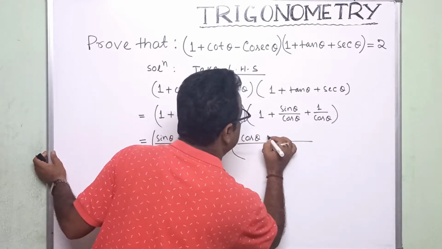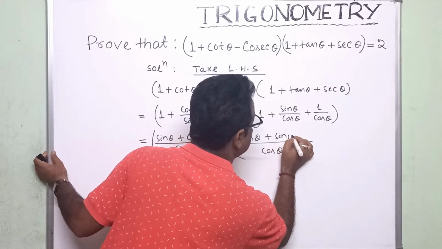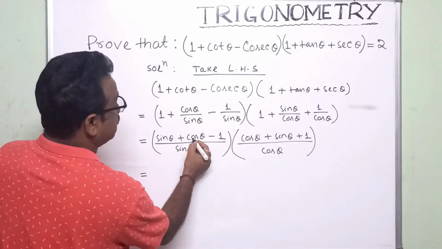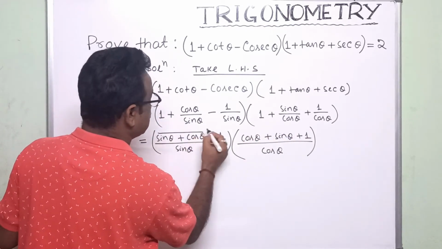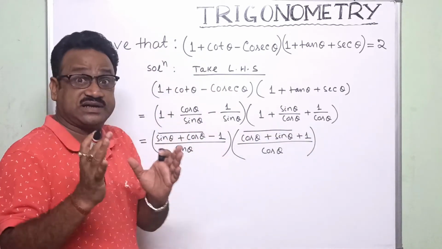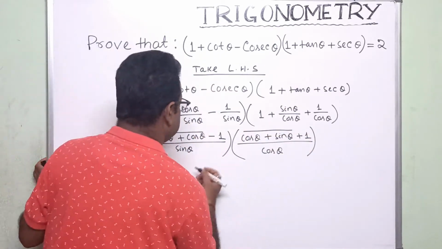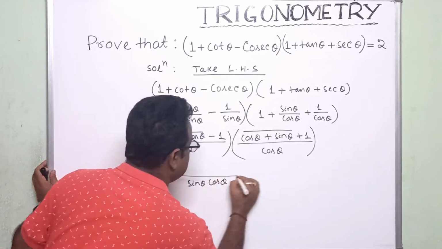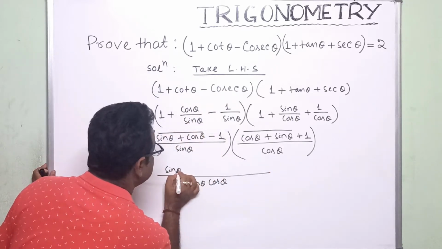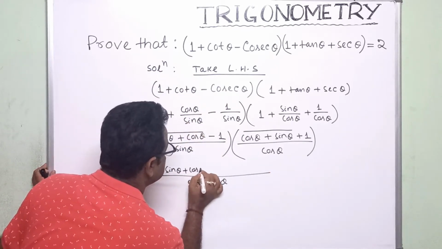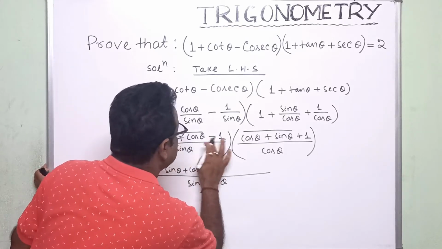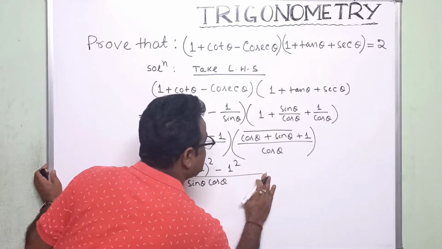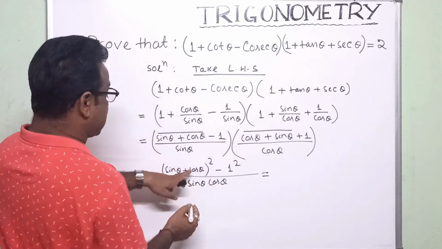So (cos theta plus sin theta plus 1), that is equal to your, see, sin theta plus cos theta, we'll take it as a single unit. So we can write here, multiplying sin theta cos theta in the denominator and in the numerator sin theta plus cos theta. This is a minus b into a plus b, so a square minus b square. So we can write here that is equal to your (sin theta plus cos theta) whole square.